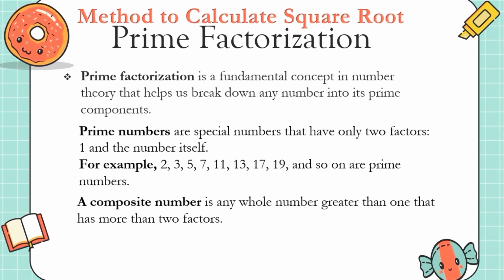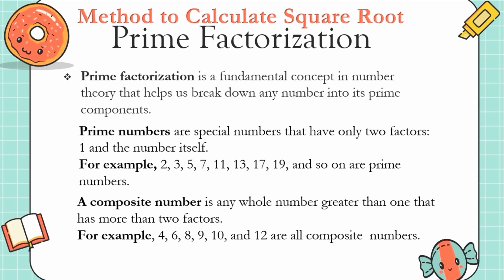A composite number is any whole number greater than 1 that has more than two factors. In simple terms, it is a number that can be divided evenly by a number other than 1 and itself. For example, 4, 6, 8, 9, 10, and 12 are all composite numbers. So now let's have an example.